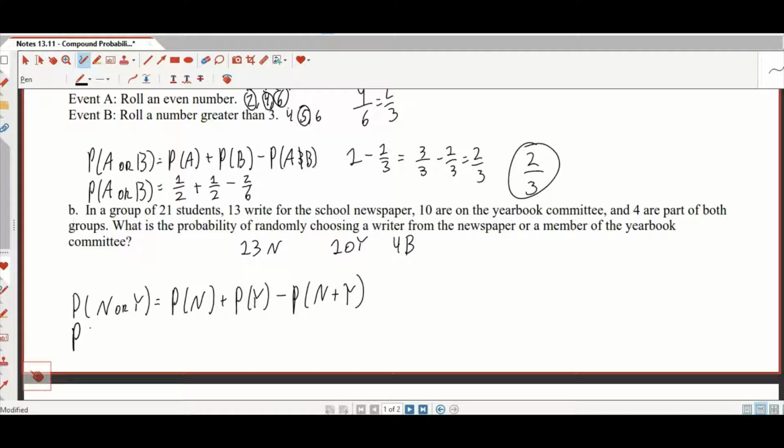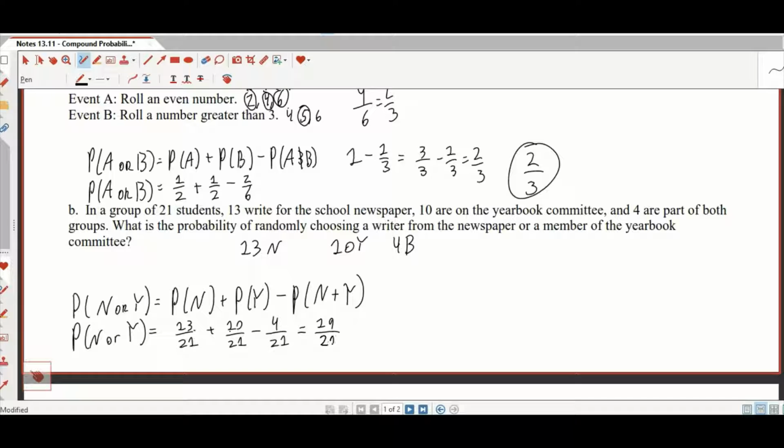So that means the probability of newspaper or yearbook is equal to the probability of newspaper, which is 13 out of 21, plus the probability of the yearbook, which is 10 out of 21, minus the probability that they're on both, which is 4 out of 21. Now, thankfully, these have the same denominator. So 13 plus 10 is 23, and 23 minus 4 is, wow, I'm really not trusting myself today, 19.